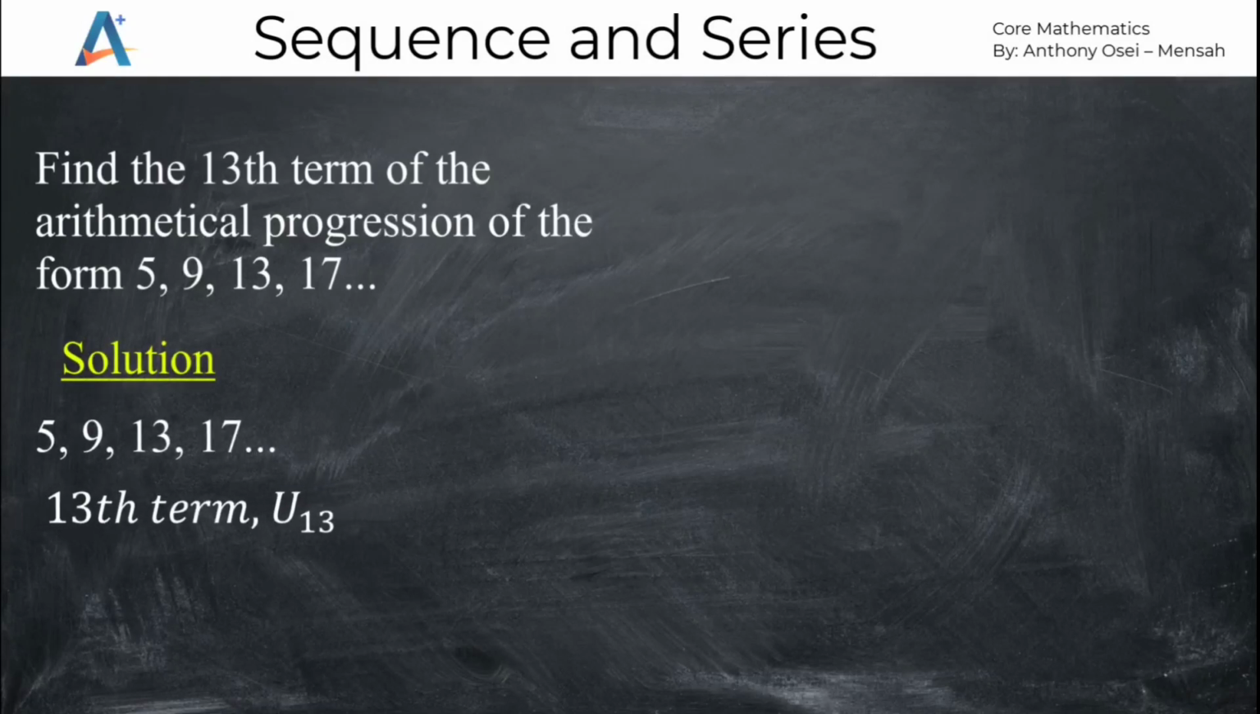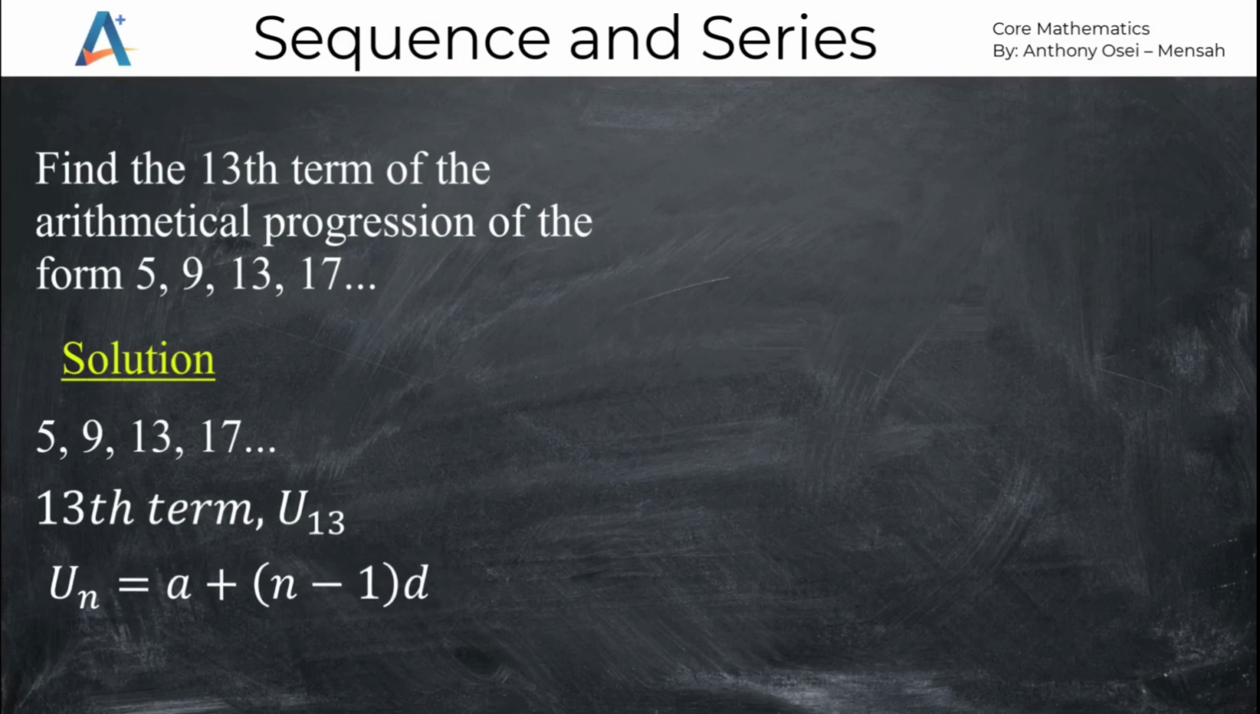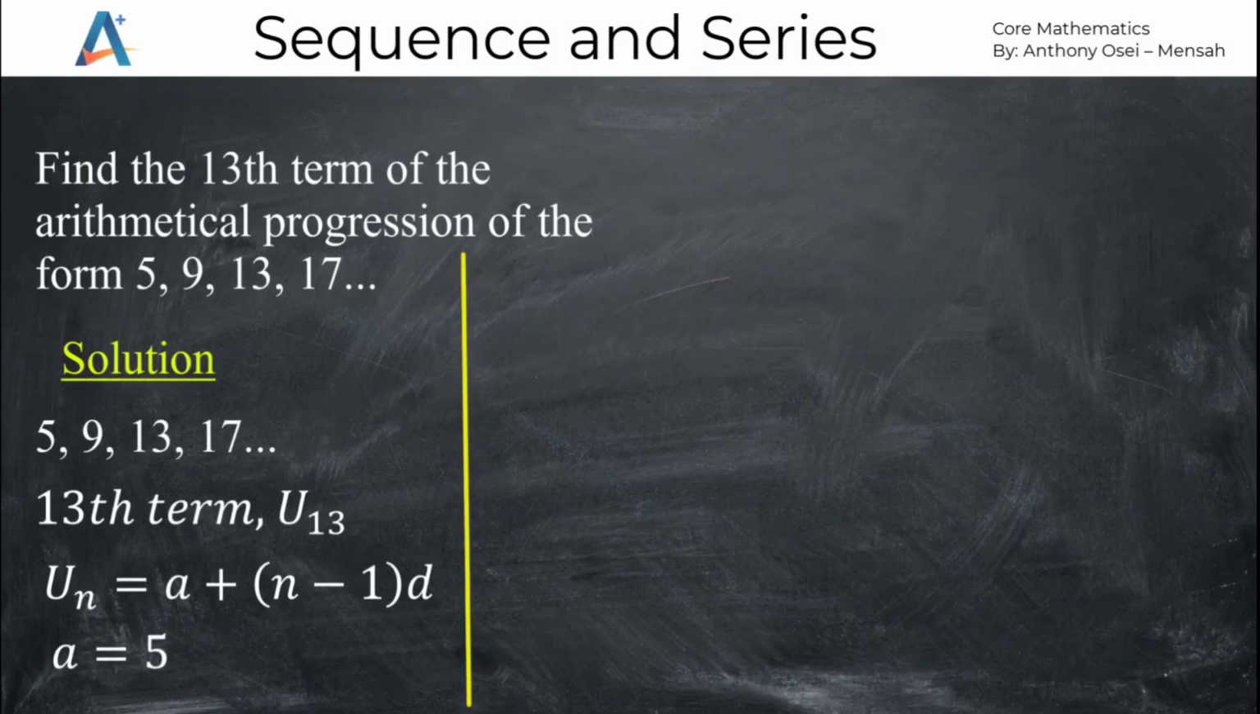So the 13th term, which has the symbol U13, and then we know that Un is equal to a plus n minus 1 times d. So with this we can get the 13th term. So we will have to do the substitution. In the sequence, the first term is 5. And then we can get the common difference.